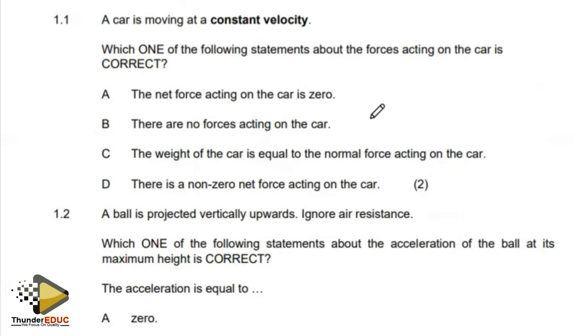Now, you can use different options to answer these multiple choice questions. There's an option of elimination: eliminate what you feel is wrong, and then you'll be left with the correct answer. Or if you know what is going on, just go straight to the correct answer and circle what is left. So the question tells us that a car is moving at a constant velocity.